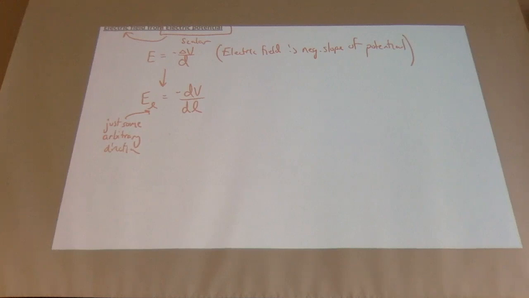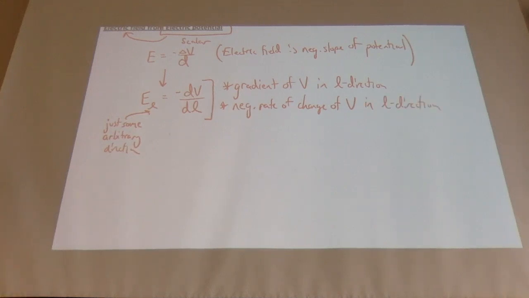So again, we're dealing with the negative slope or the negative rate of change of potential in that particular direction, that L direction. So let's write down a couple of different things about what this means. First of all, this is mathematically known as the gradient of the potential in the L direction, in case you're familiar with that terminology. And it is the negative rate of change of the potential in the L direction.